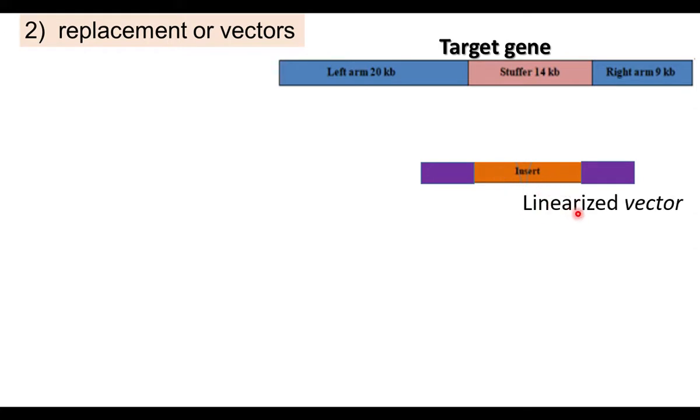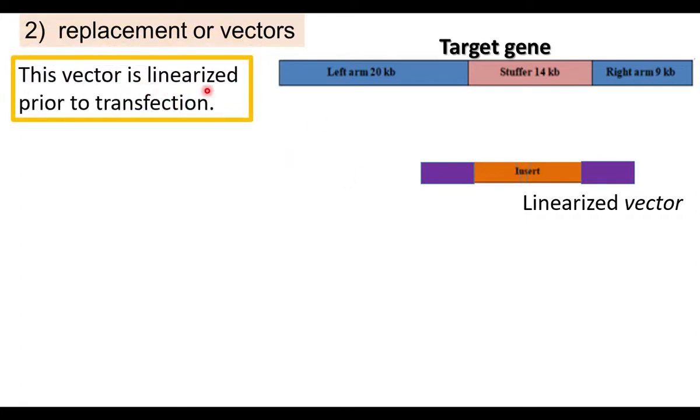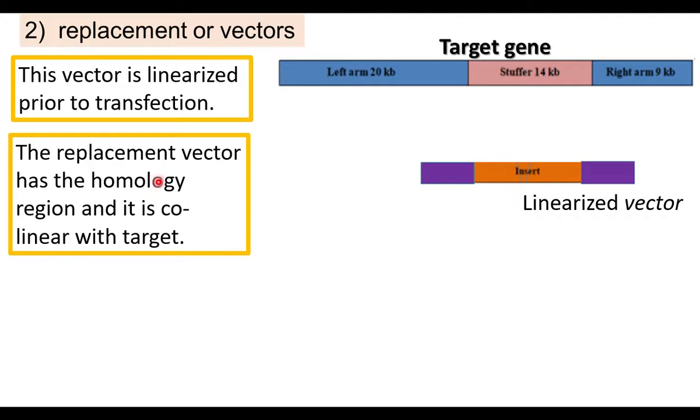The vectors are linearized before insertion in the case of replacement vectors. The vector is linearized prior to transfection. Artificial transfer of foreign gene is called transfection. The replacement vector has a homology region and it is collinear with the target. This is a homology region. It is collinear with the target. A part of the target gene is collinear with the vector. And these two nucleotide sequences are exchanged by homologous recombination.